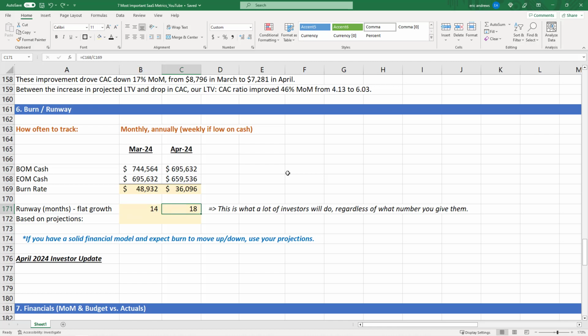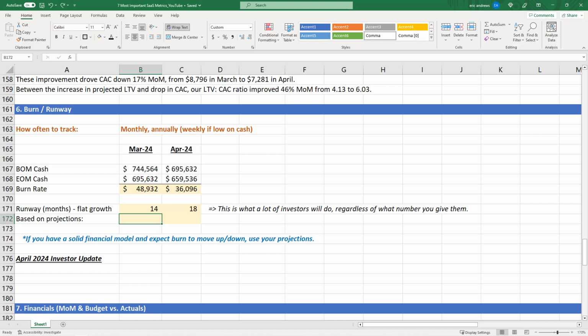And if they keep burning this amount of cash each month, they have 18 months of cash. A lot of investors do this even if you give them a projection and say, no, it's a specific month, they'll just do it like this. But if you do have projections and you're doing cost cuts or you have visibility into your sales, then use your projections.